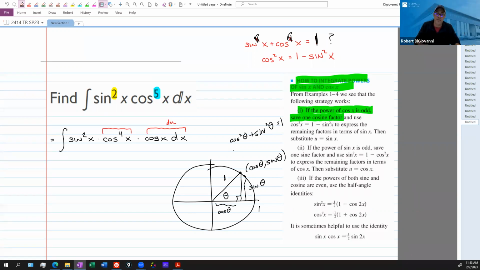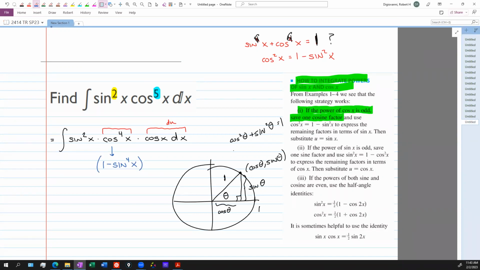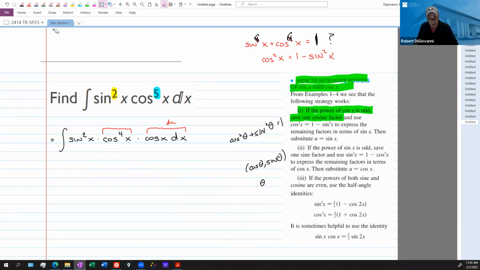I just don't want people to misuse this. What I've seen people do in the past, they'll take this and say, oh, that's just 1 minus sine to the fourth x. And that's wrong. That's so wrong. It would be like two terms of 1 minus sine squared x. Yes. Okay, so I'm going to continue now.